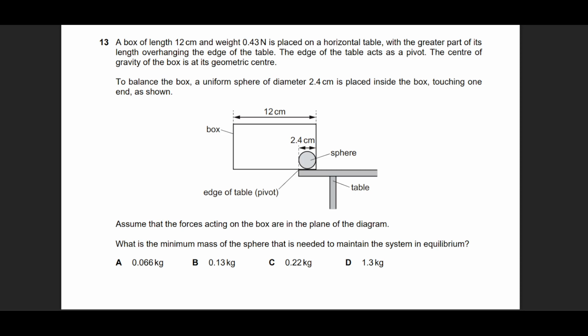You can pause the video and look at the question. Try to read this on your own. He says the length is 12 centimeters. The weight is 0.43. The greater part is overhanging the edge. It's okay. The good thing is he's mentioned the pivot so that we know where to take the distances from.